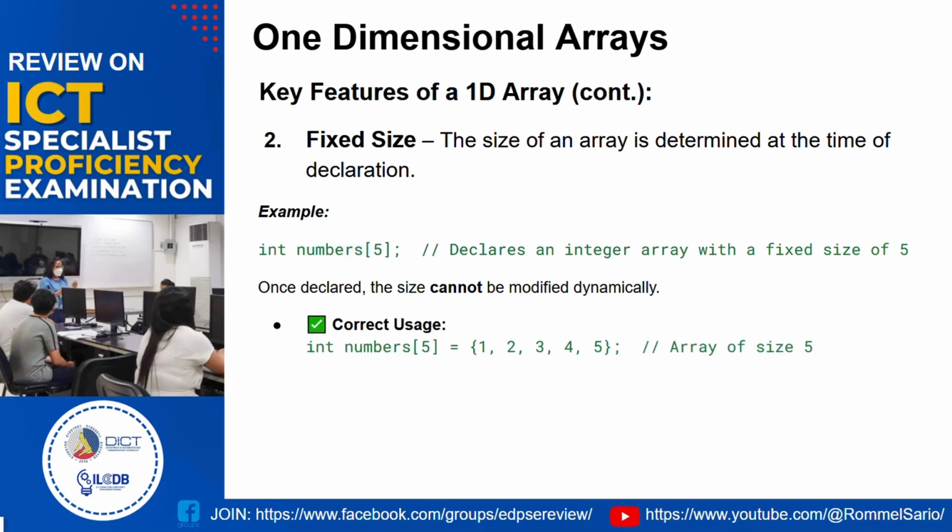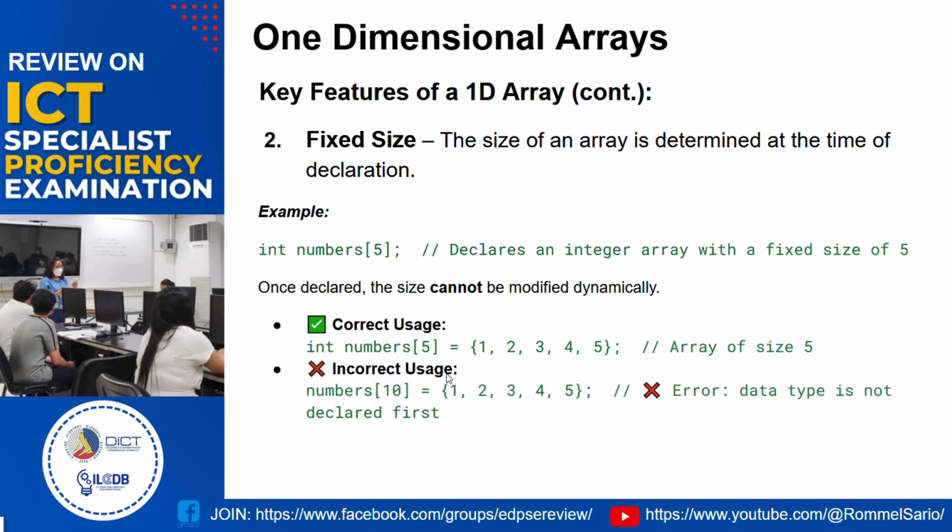We have here an example of a correct usage of an array, wherein we declare an array size of 5. In this example, this is an incorrect usage. This will result in an error because the data type is not declared properly. You need to specify the data type such as integer, float, character, or string.